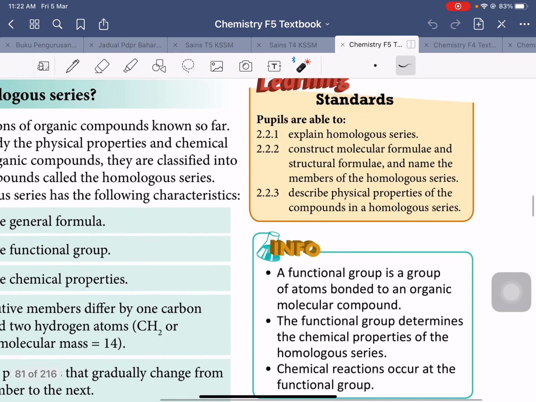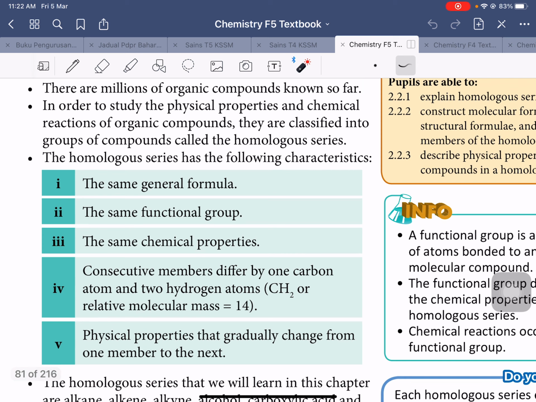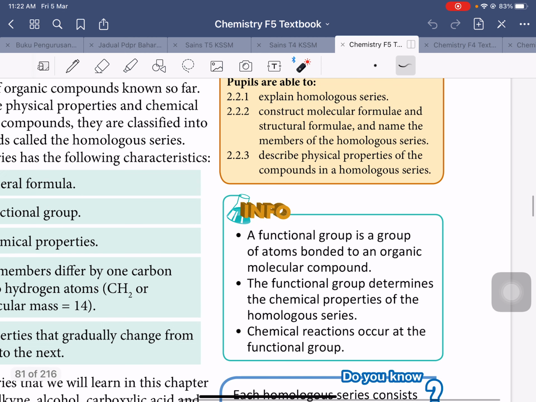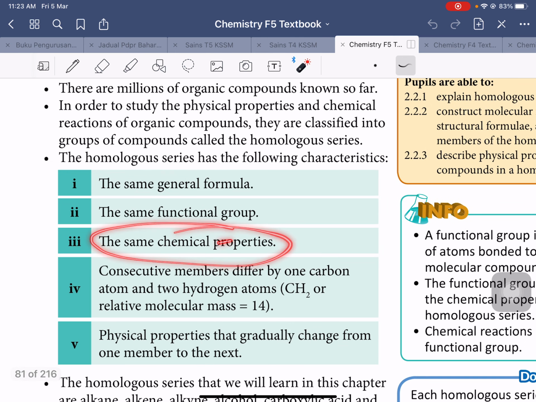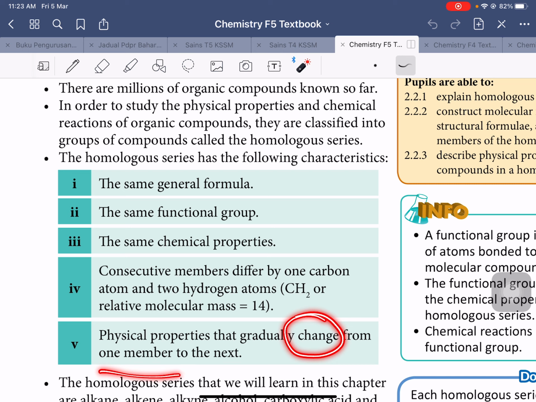So what is siri homolog actually? The homologous series has the following characteristics. The same general formula. I give you an example; today we are going to focus on CnH2n+2. The same functional group. Apa itu functional group? A group of atoms bonded to an organic molecular compound. We will see that later on. The same chemical properties. Consecutive members differ by one carbon atom and two hydrogen atoms. Ini perbezaan dia. Physical properties gradually change from one member to the next.